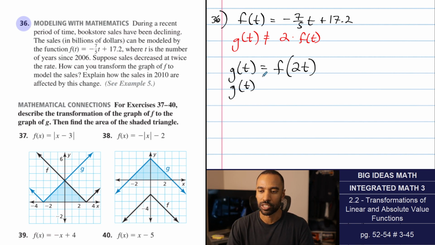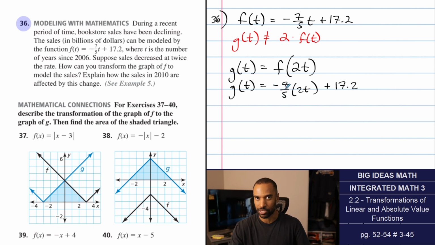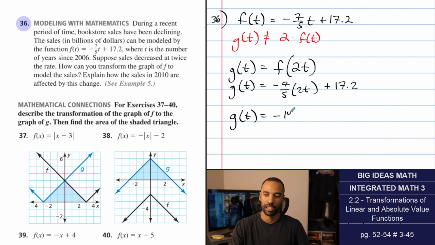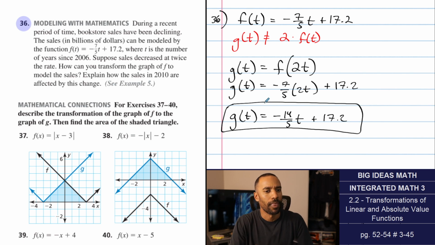You know why? This doesn't affect your y-intercept. You now have -7/5, and then wherever t is gets replaced with 2t, and guess what? That part gets doubled now. So in half the time, you still lose at the same rate. So 6 months into the year, you lose $1.4 billion. So now in the full year, you lose double that, 2.8. So that's what they want to see here. So -14/5 t plus 17.2. So that's the change that you want on that part.